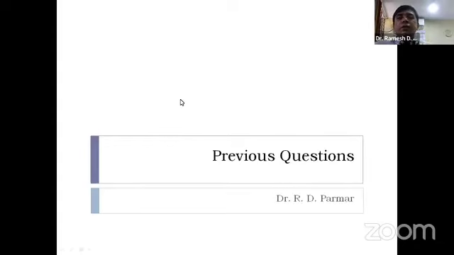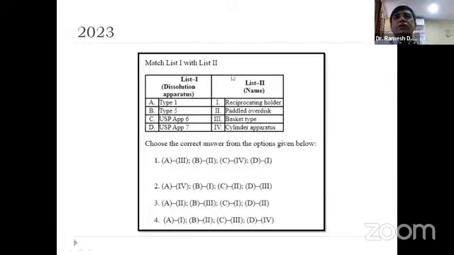A few questions which were asked in previous GPATs. So let us start with the first one. This is a match list: list 1 with list 2. It is related to the dissolution test apparatus, which are given in the United States Pharmacopoeia. Currently, we will not discuss any of the answers.